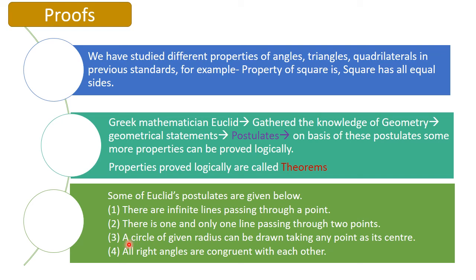The third postulate was, a circle of given radius can be drawn taking any point as its center. This was also proved by Euclid. All right angles are congruent with each other. This was also proved by Euclid. The postulates which can be proved by solving logically are called theorems.